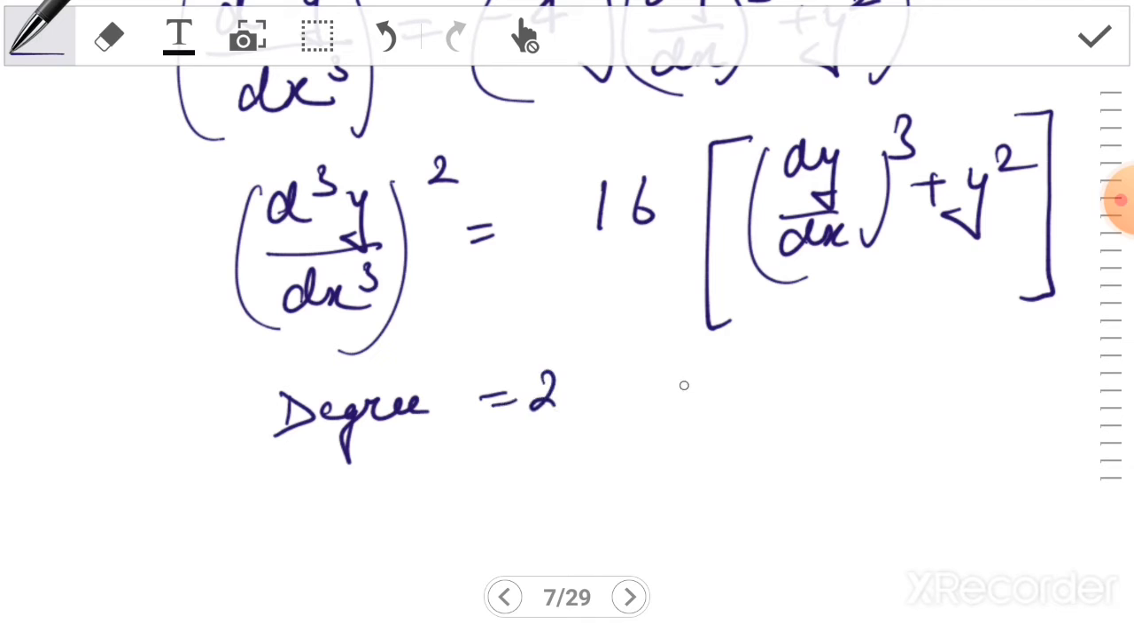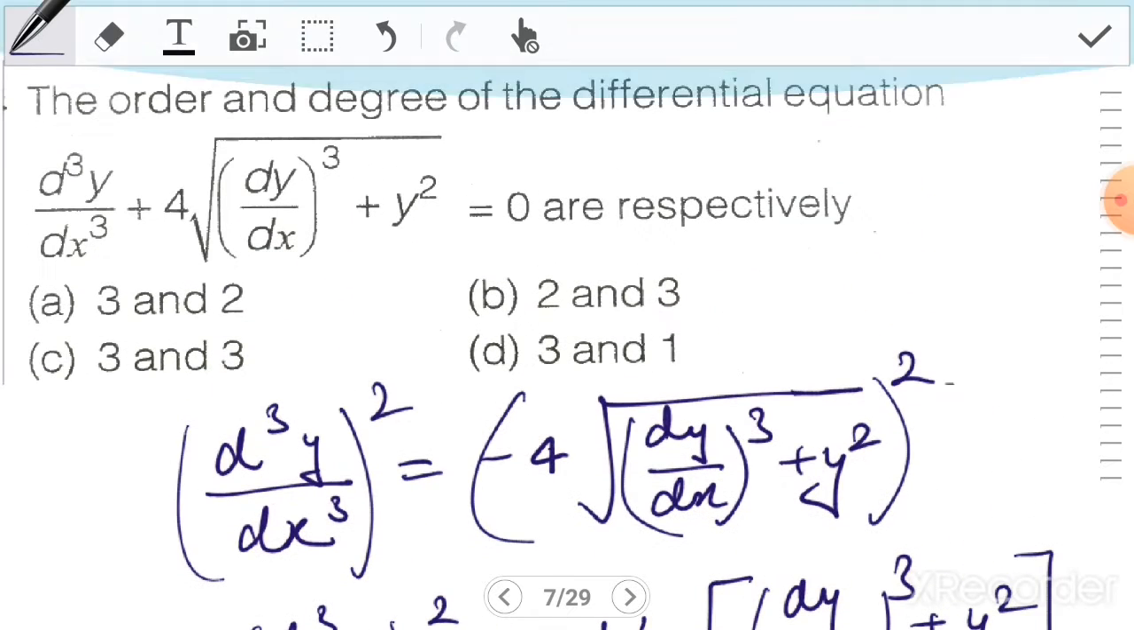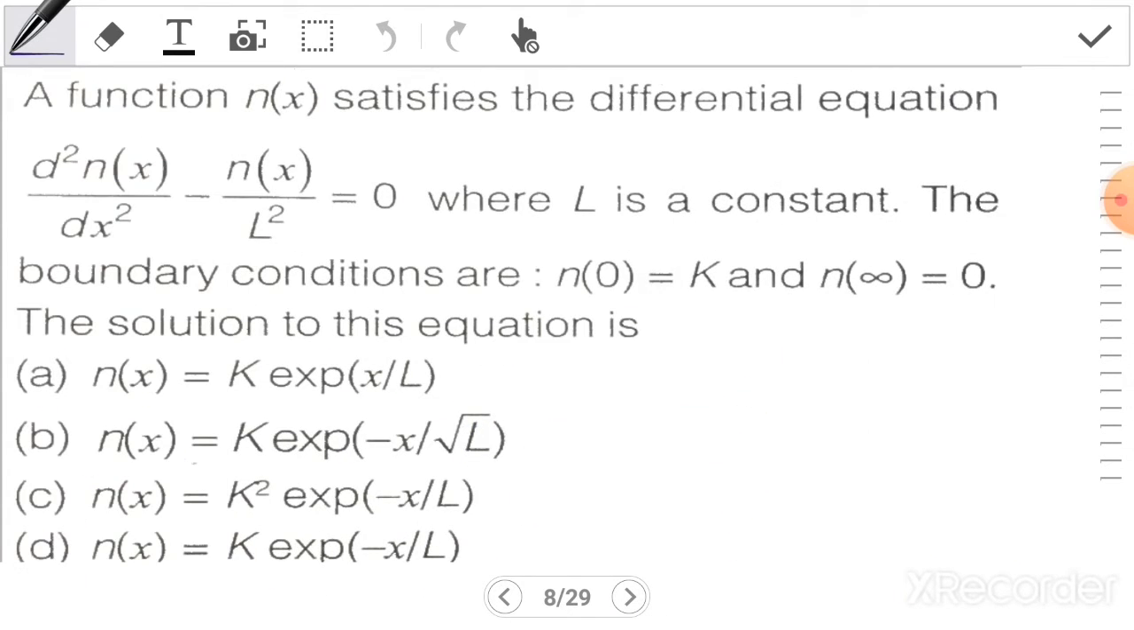Degree 2 and order is 3. So answer is A. Okay. Let us go to the next problem.